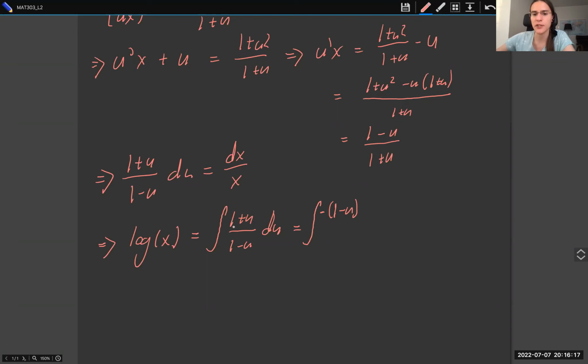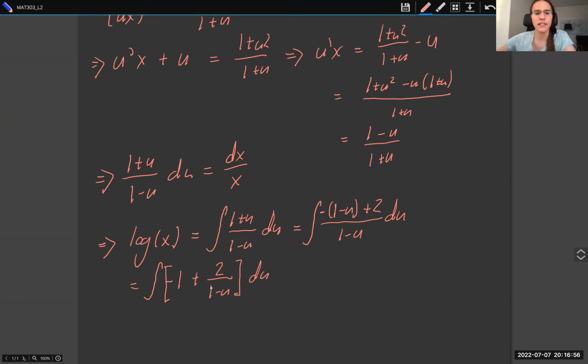Now, this is u plus 1, right? This is u minus 1. So in order to make this equation correct, what do I need to do? Plus 2. Plus 2. And so when I do that, these now cancel out. And so what I get is that this is minus 1 plus 2 over 1 minus u du.